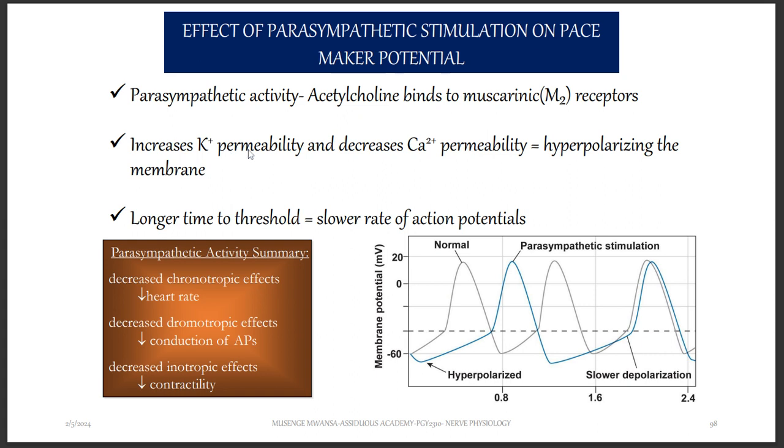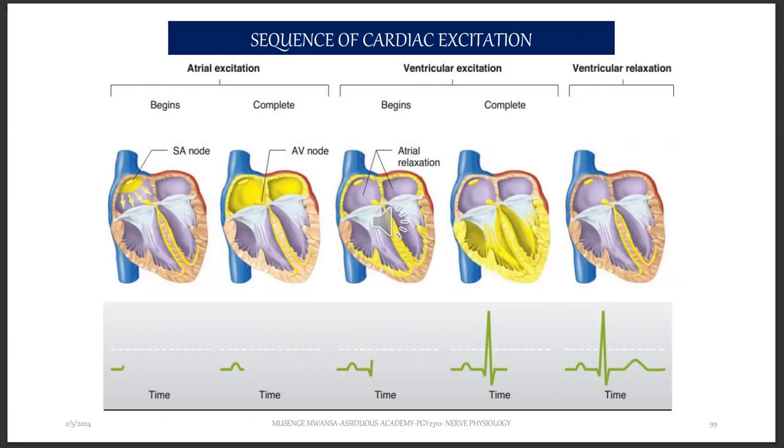Acetylcholine will increase potassium permeability. Because it's increasing potassium permeability, that is why it is reducing the normal heart rate, or membrane potential. You can see it is taking a much longer time for it to rise like that. So there has been a slowed membrane potential.